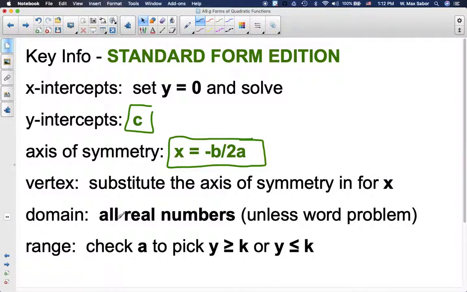The domain is going to be all real numbers, unless it's a word problem. And the range, you check a to pick y is greater than or equal to k, or y is less than or equal to k. And when I say k, I mean the y-coordinate of the vertex.